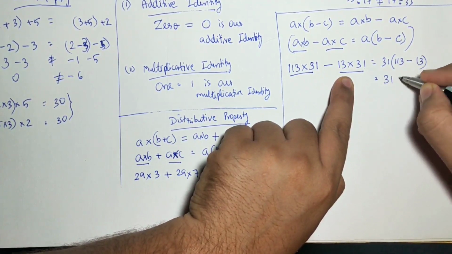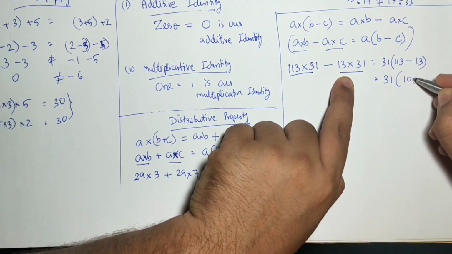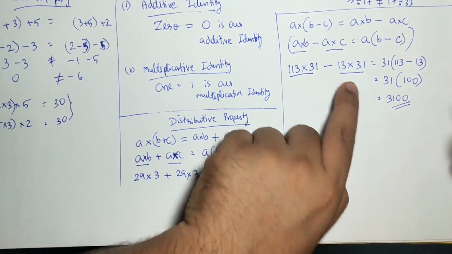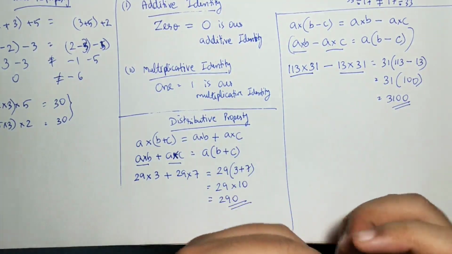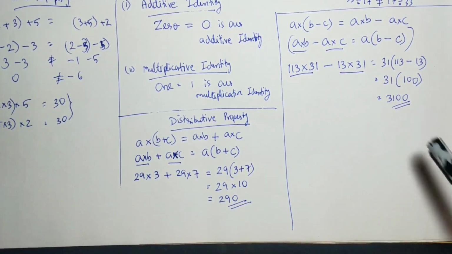So according to BODMAS, the first bracket will be solved. 113 minus 13 is 100. So 31 into 100 is 3100. So as you can see, the distributive property makes the sums much easier.